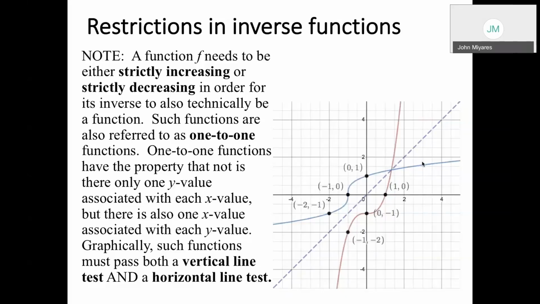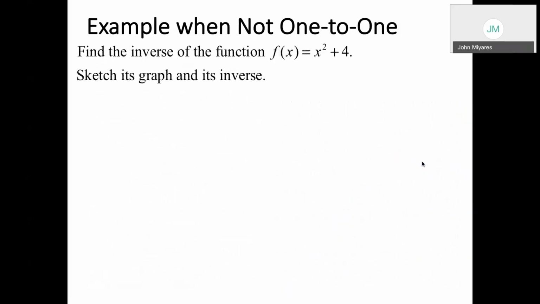So this function is one-to-one because it will pass both the horizontal and vertical line tests. So we can say the function has an inverse or the function is invertible. So what happens when the function is not one-to-one? Let's say we wanted to find the inverse of the function f of x equals x squared plus 4. It seems that we should be able to come up with an inverse for this one.